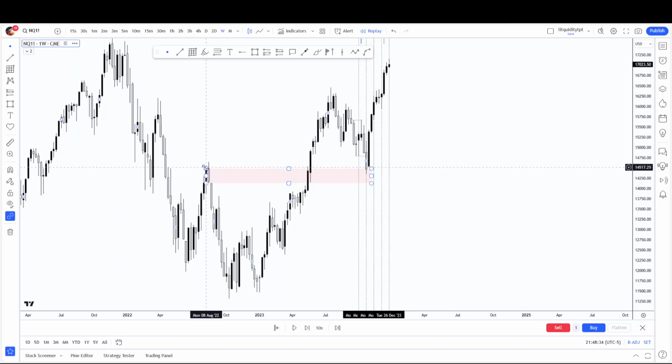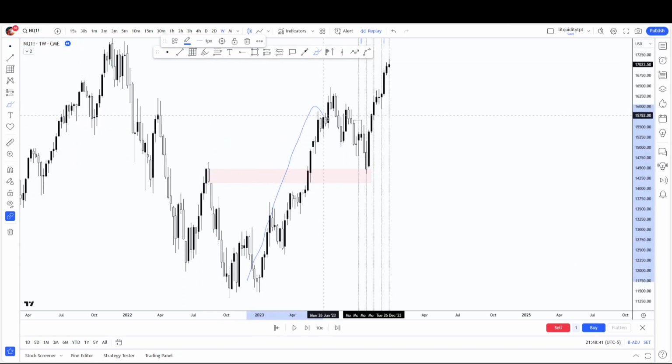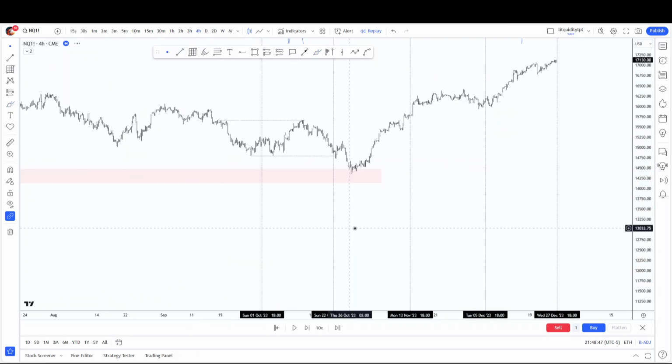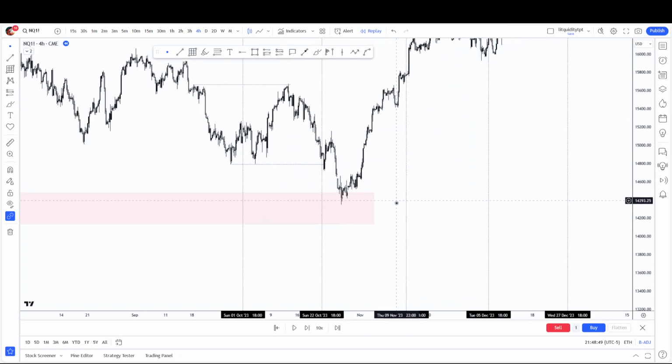So the people are trapped right here that went short at this high. So essentially institutions have to mitigate out of their positions to push price higher. Does this make sense? Right? So now we can understand how this cycle works.